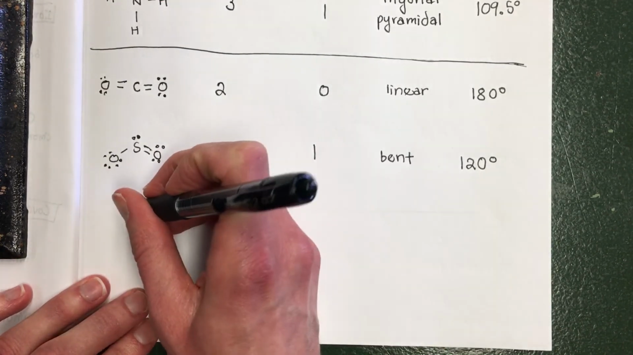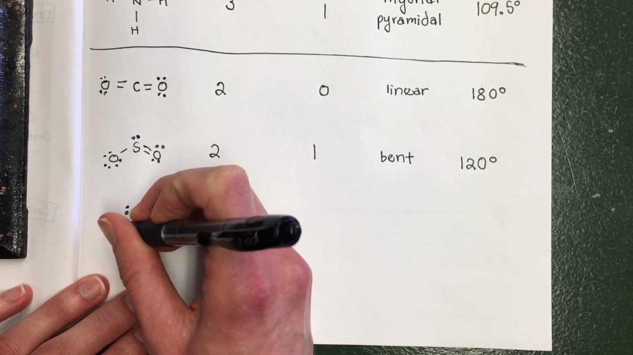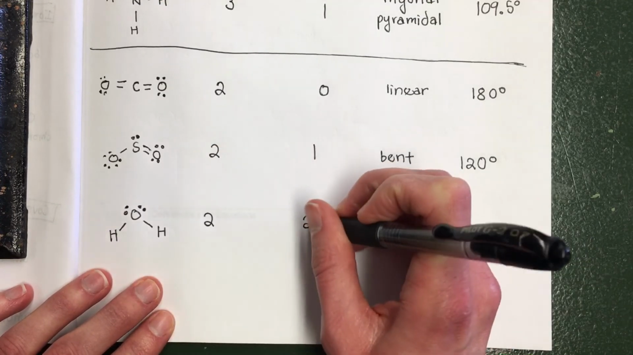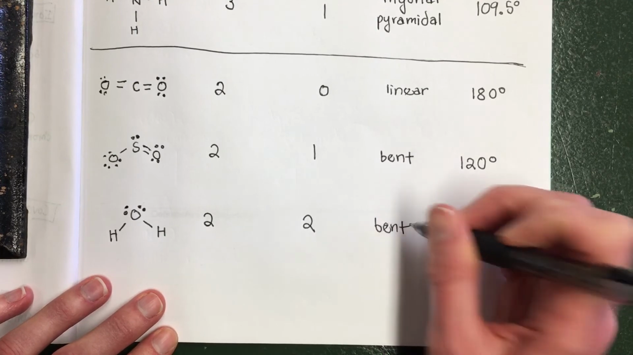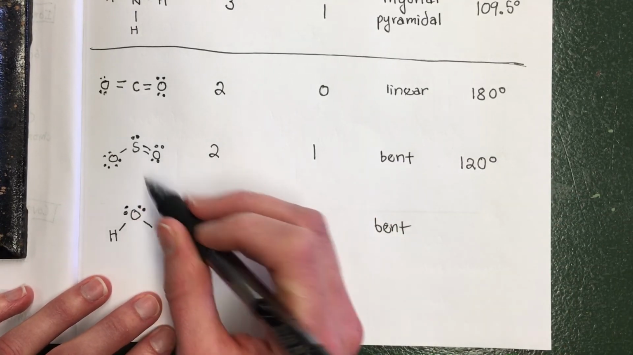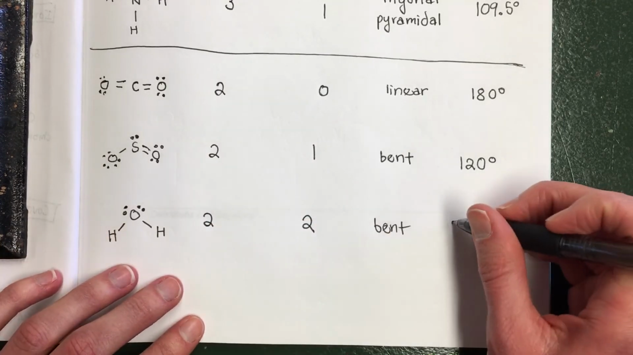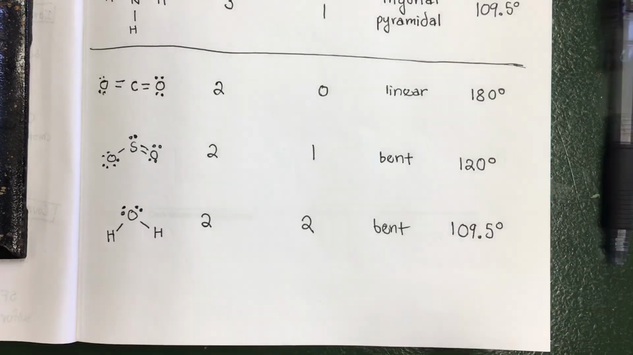This is water, one of the most common molecules. Got two atoms bonded to the center and two lone pairs. Now this shape is also called bent, but the difference between this molecule and this molecule is because there's two lone pairs here, this angle is going to be a little narrower, so it's actually going to be 109.5 again.